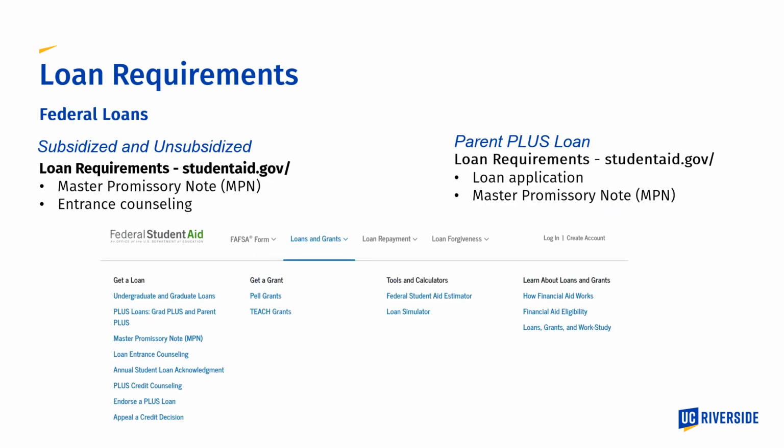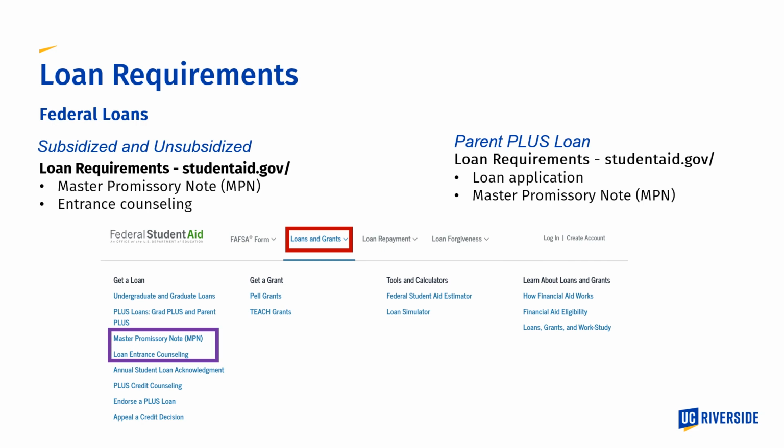If you have been offered loans and are considering taking them out, students must complete certain loan requirements. If you are taking out a subsidized or unsubsidized loan, you must complete the Master Promissory Note, which is the MPN for short, and the entrance counseling, which can be found on studentaid.gov. When you are on this website, you'll want to hover your mouse where it says Loans and Grants, and then you will click on the boxes in purple.